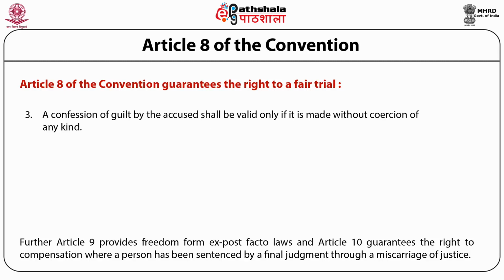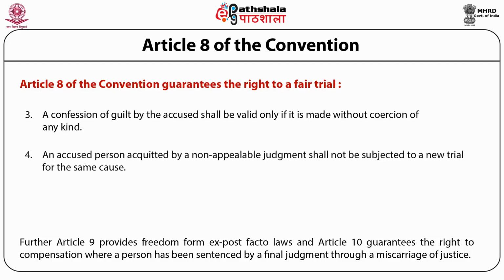Now, Articles 8 in connection with Article 9 and 10 also deals with fair trial. An accused person acquitted by a non-appealable judgment shall not be subjected to a new trial for the same cause. What does that mean? What that essentially means is, if you're tried for offense A, and under the domestic law, offense A is non-appealable, and you are acquitted, then you will not be subjected to a new trial for the same cause. You need to understand the difference here between a right to an appeal for the prosecution and the right to appeal for a defendant.